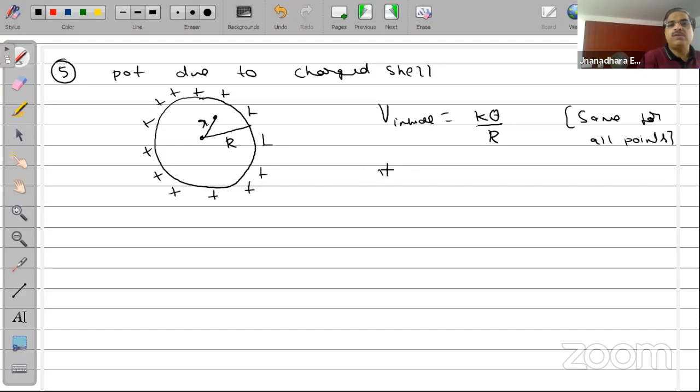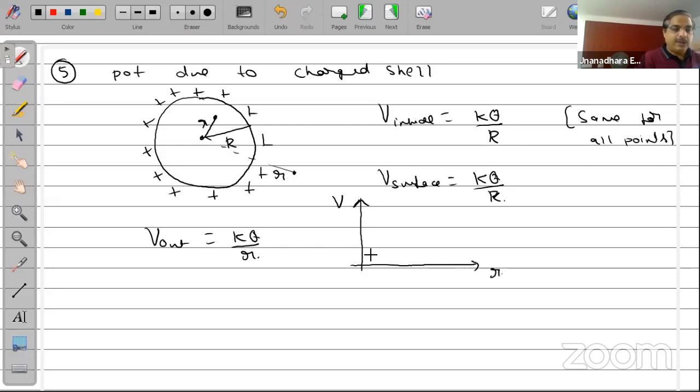Now on the surface, the potential will also be equal to kq by R. But at a point outside, the potential will be given by kq by small r. So if you plot a graph of potential versus r, you will get something interesting. It will be the same until small r equals capital R, and after that it reduces like this, with 1 by r dependence. So this will be your kq by r.